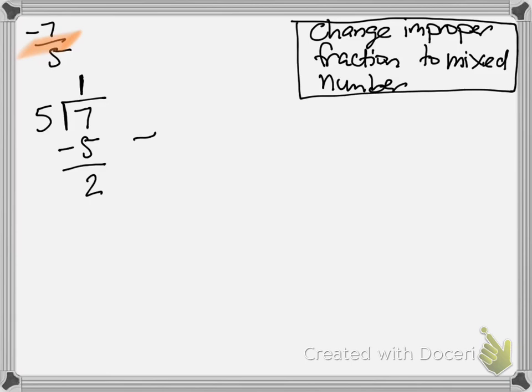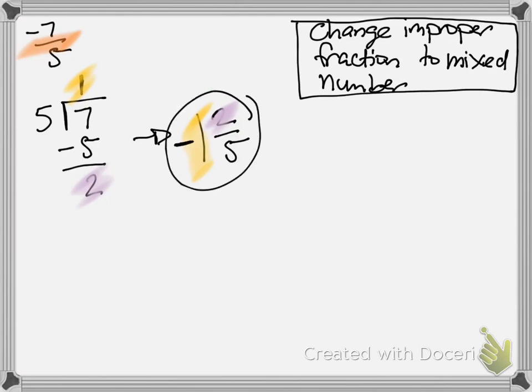So my mixed number is going to be made up of this whole number right here. And the leftover number, this 2, is going to be part of our fraction. So we have 1 whole and 2/5 left over. And then remember that that was a negative answer, so we need to make sure we remember our negative sign. So our answer is -1 and 2/5.